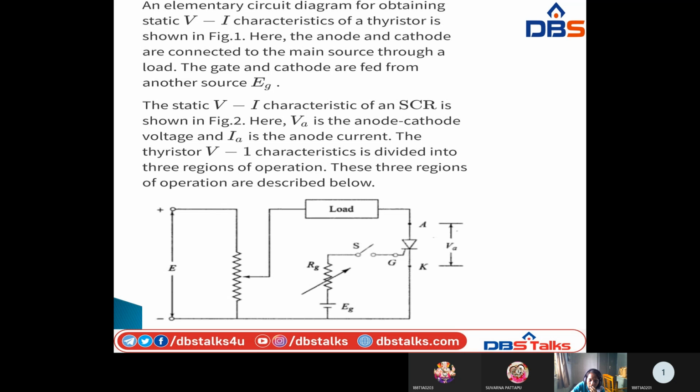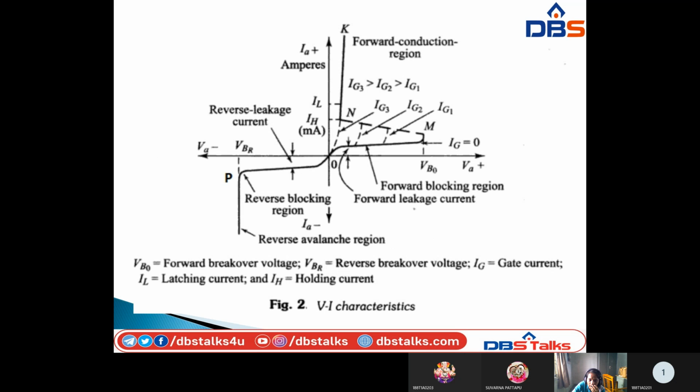These regions of operation are described. The thyristor operation will be in three modes: forward blocking mode, forward conduction mode and reverse blocking mode. So these three will be in the VI characteristics. Already we discussed SCR VI characteristics, that is the static characteristics. Okay, so these are the VI characteristics.